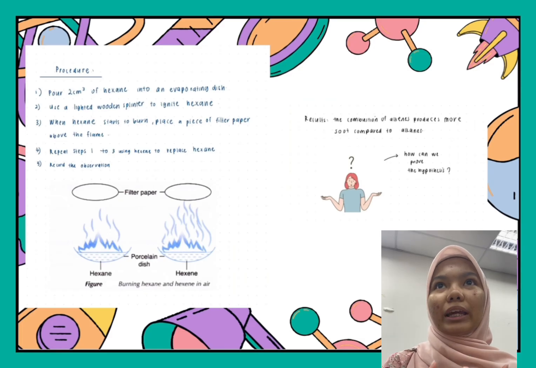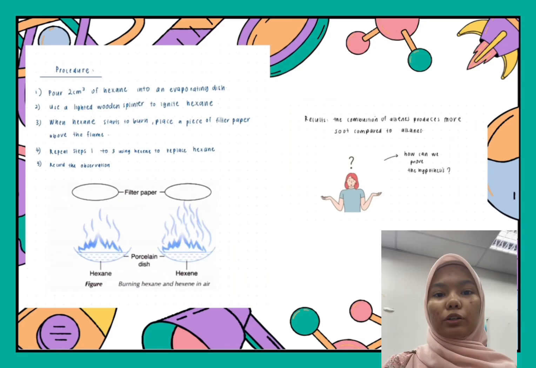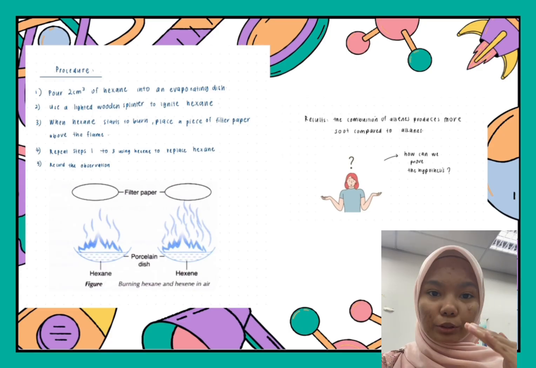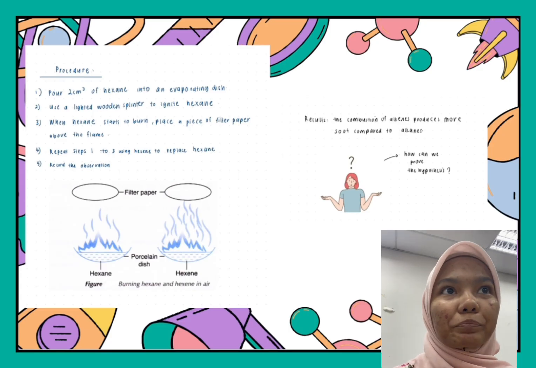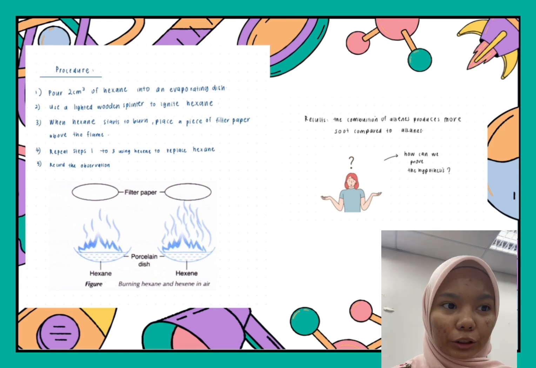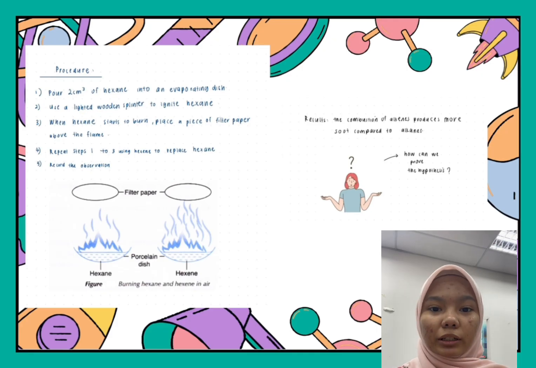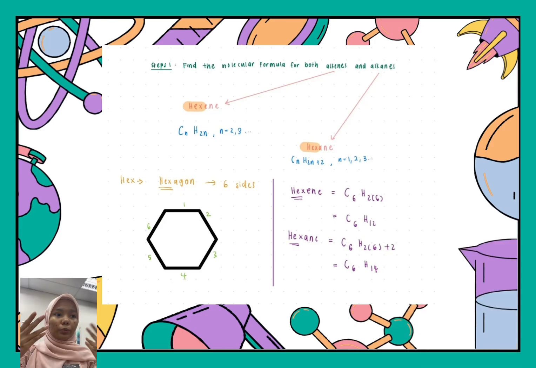For normal human beings, we can say that some of the experiments we conduct may run into difficulties, or maybe there are errors that we make while doing the procedure. The result of the combustion states that the combustion of alkane produces more soot compared to alkene. But how can we prove the hypothesis if we conduct the experiment wrong? So we have another choice to prove the hypothesis is true by using a mathematical formula. We're going to find the molecular formula first.